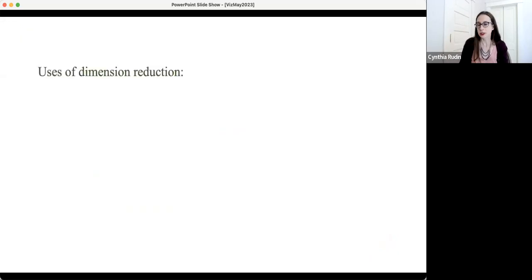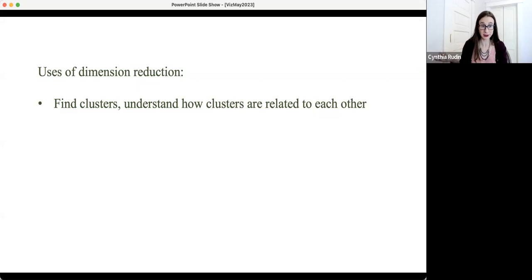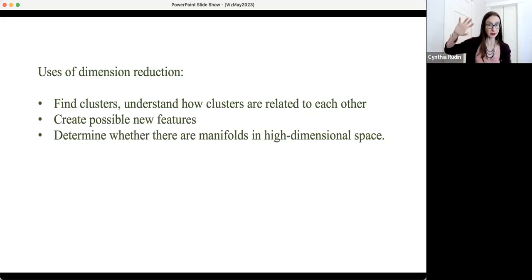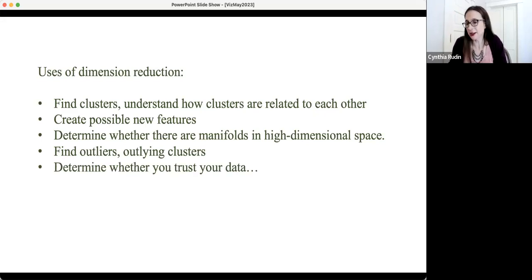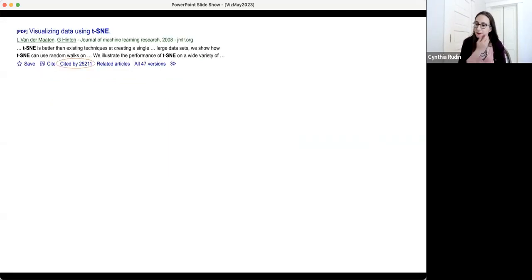Now, dimension reduction, it turns out, has a lot of really important use cases, particularly in biology. So you want to, for instance, figure out if there are clusters, understand how these clusters are related to each other, create possible new features for machine learning. You could try to determine whether there are manifolds in high dimensional space that you didn't know about, like some smooth way to get from point A to point B in the high dimensional space. You might want to use these tools to find outliers or outlying clusters, or even just to determine whether you trust your data. It's basically a tool for exploratory data analysis. It allows you to kind of see inside high dimensional data.